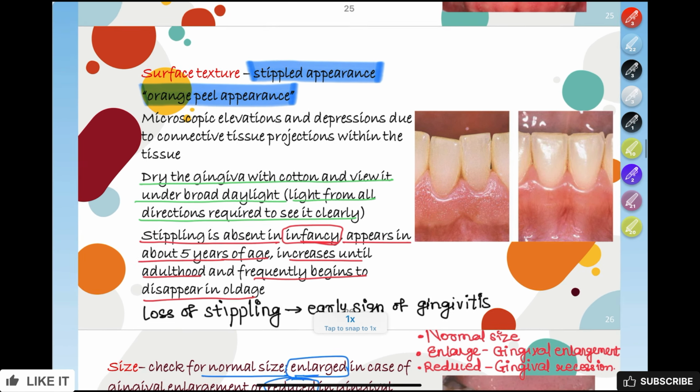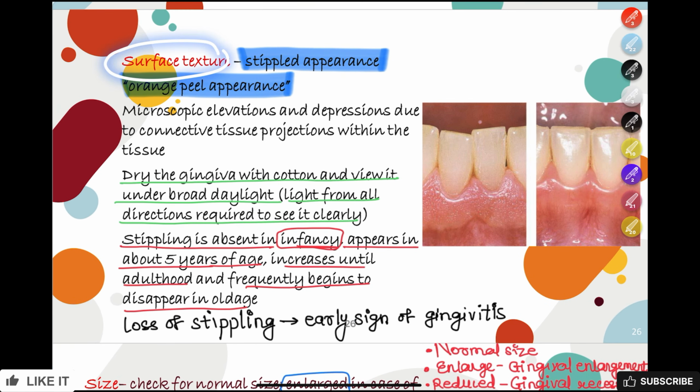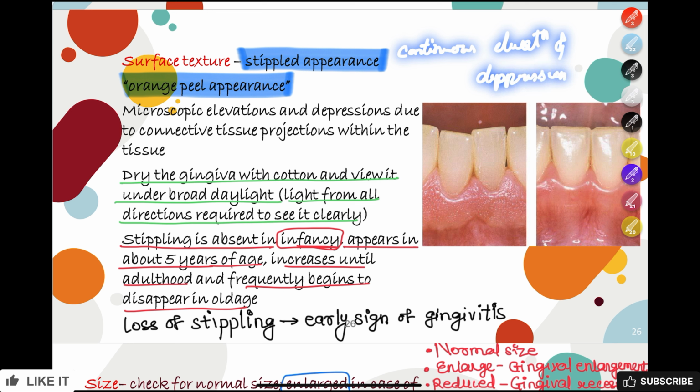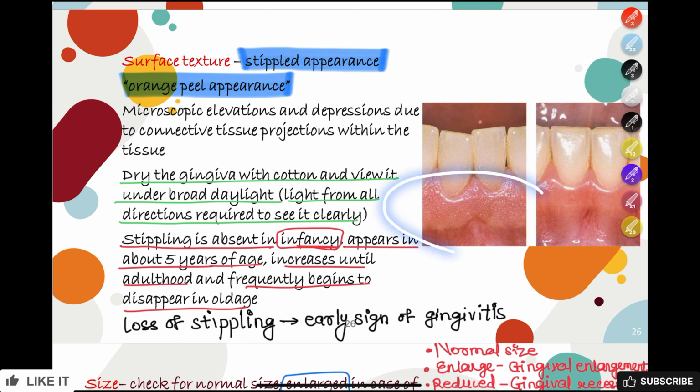Next is the surface texture. Surface texture appears stippled, that is, an orange peel appearance. Continuous elevation and depression is known as orange peel appearance or stippling. It's important. In normal gingiva, as you can see here, stippling is present. In this one, stippling is absent. It is microscopic elevation and depression due to connective tissue projection within the tissue.